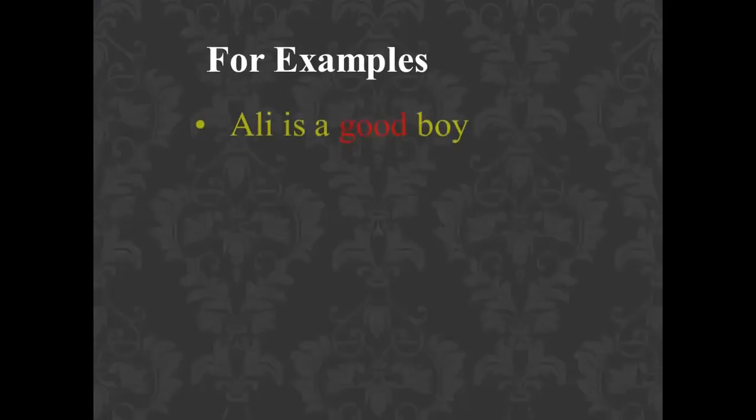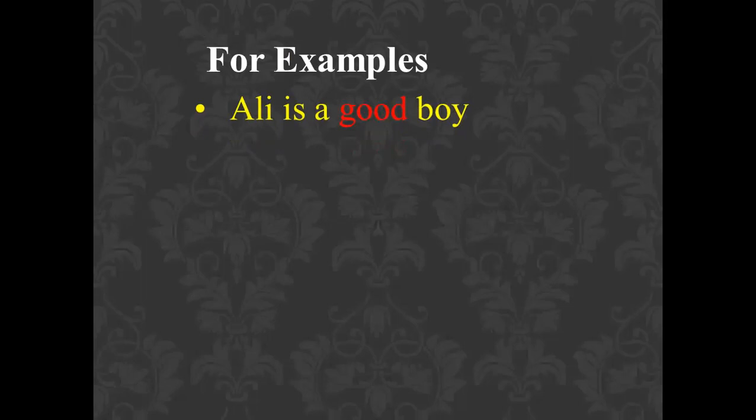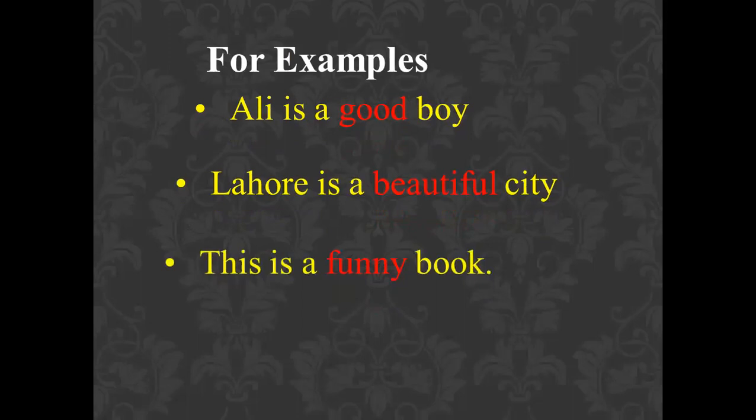Look at the examples. Ali is a good boy. Here a boy is a noun and good is an adjective. The good is telling us about a boy. Lahore is a beautiful city. Here the beautiful is an adjective which is telling us about a noun, city. This is a funny book. Funny is an adjective, book is a noun. I have a white cat. Cat is a noun and white is an adjective.